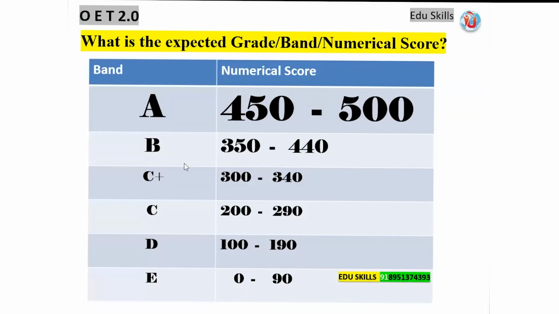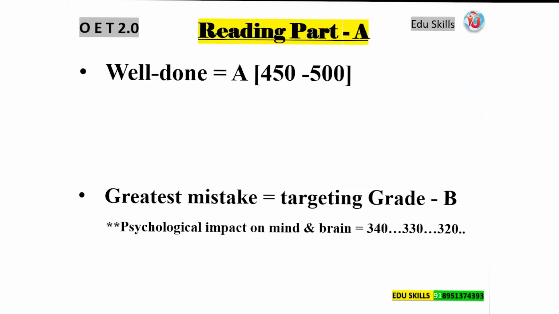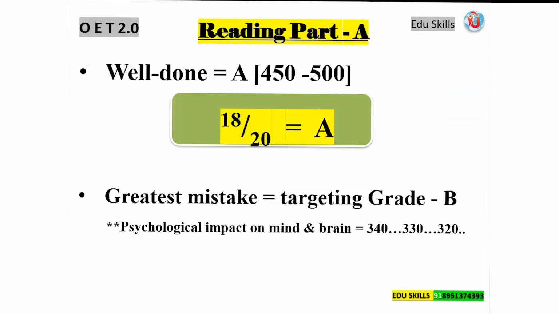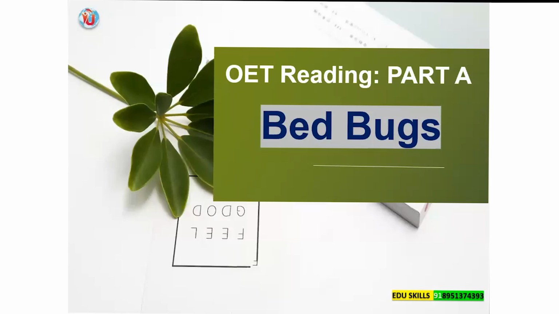What is the expected grade, band, or numerical score? It is A, and in Edu Skills we concentrate on the A band, which is 450 to 500. We should never target grade B and the score, because it has a psychological impact on the mind, and we concentrate only on scoring that many points. Today's reading part A topic is bedbugs.